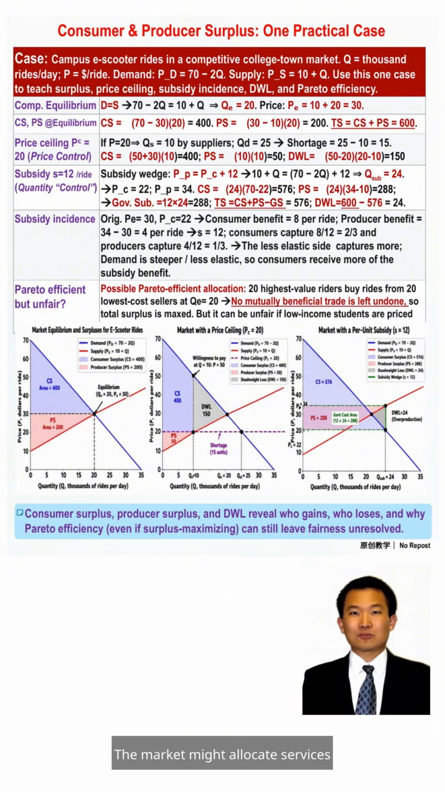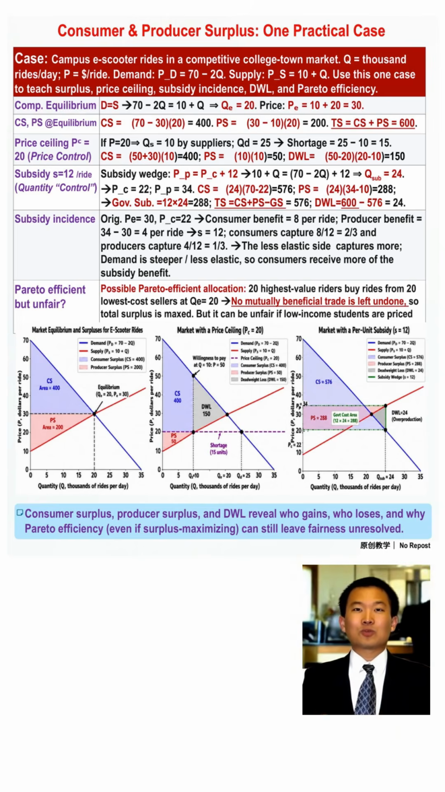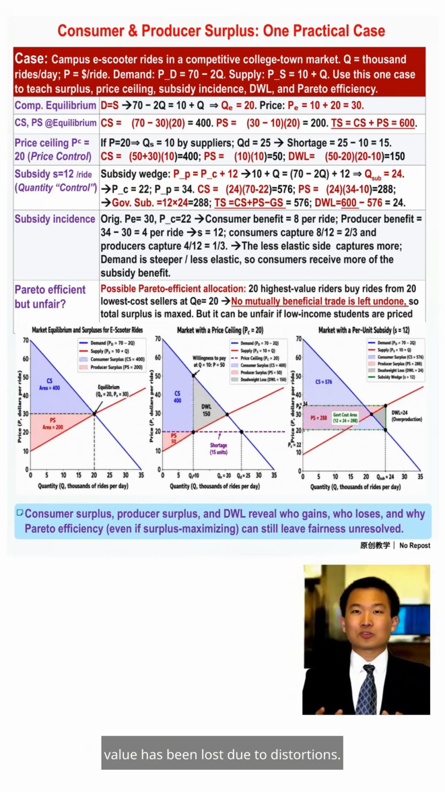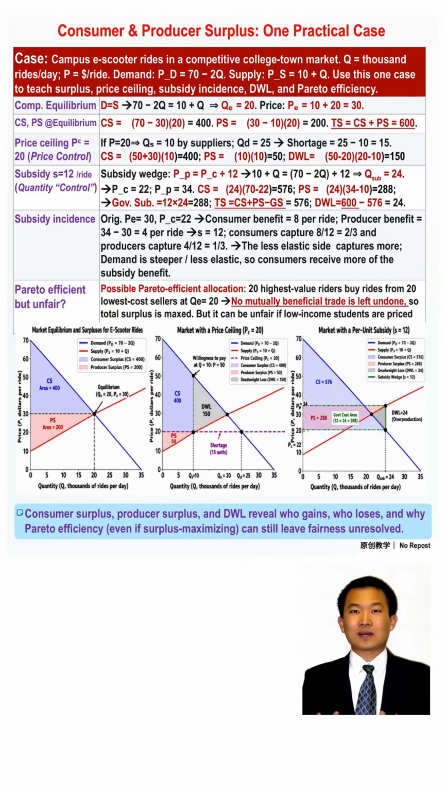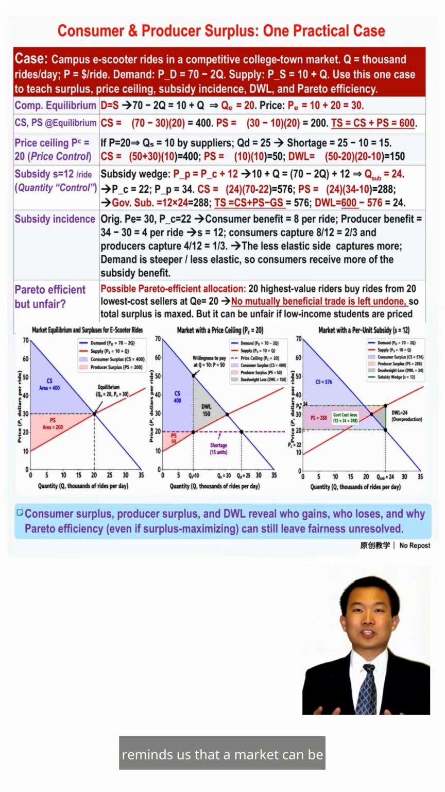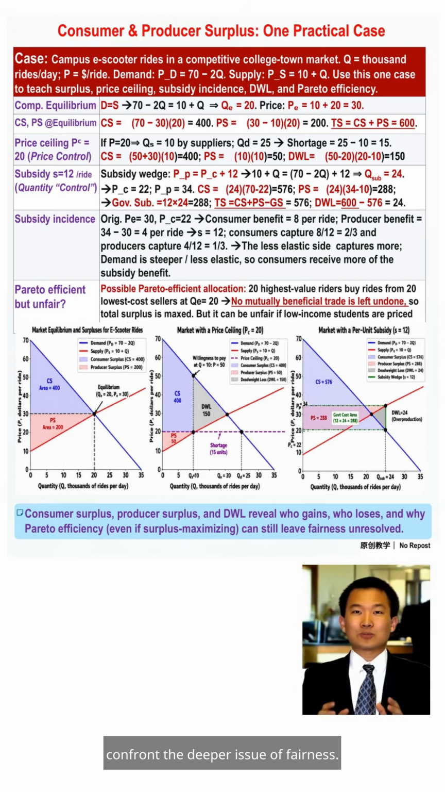The market might allocate services to those most willing to pay, but low-income students still might not be able to afford transportation services. So surplus tells us how much value society has created, while deadweight loss tells us how much value has been lost due to distortions. And an efficient Pareto allocation reminds us that a market can be free of waste, but still has to confront the deeper issue of fairness.